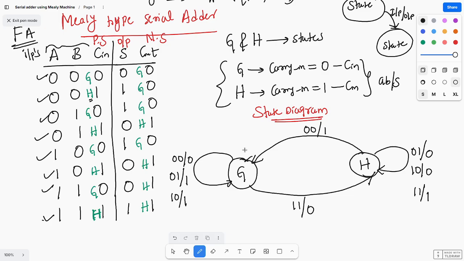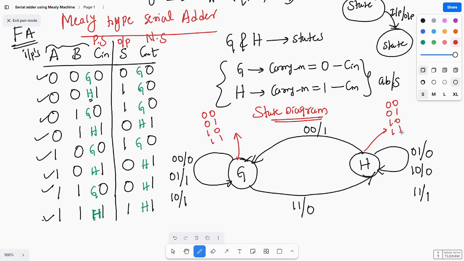That means at G, you need to see the possible combinations of input: 0, 0, 0, 1, 1, 0, 1, 1. From H also you need to see all the possible combinations: 0, 0, 0, 1, 1, 0, 1, 1. Okay, and next what you need to do?